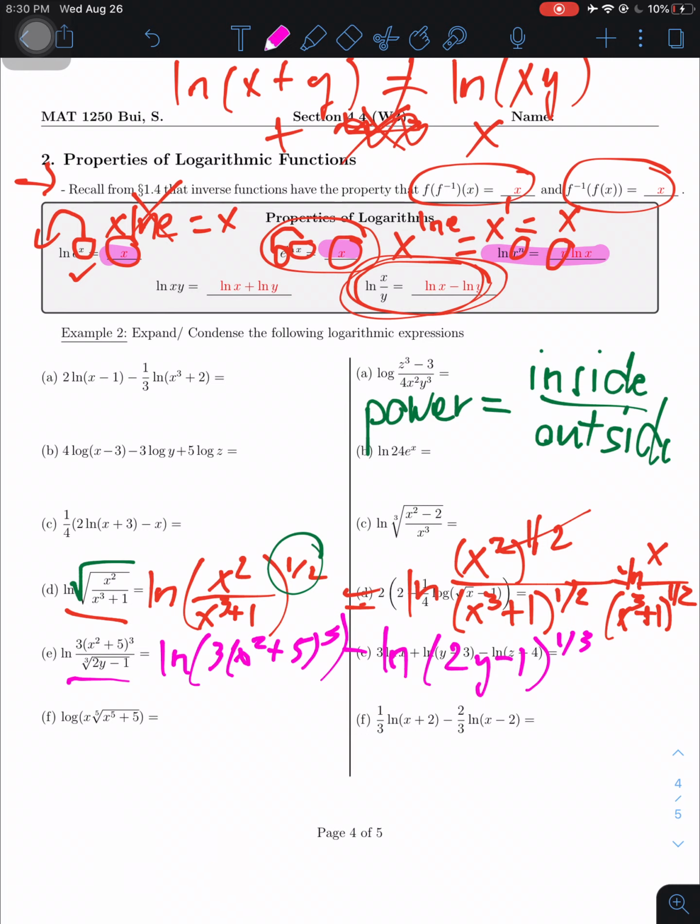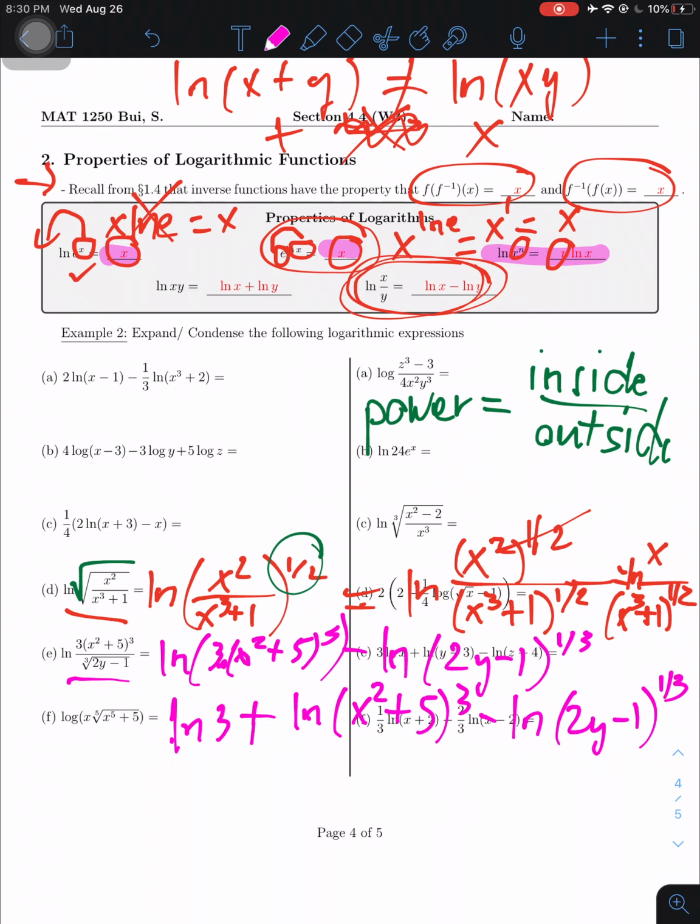Alright, so now in here we have 3 times that group of x squared plus 5 cubed, right? So here we're going to split it into ln of 3 plus ln of x squared plus 5 cubed, and then in here we're going to write the last term, which is ln of 2y minus 1, to the 1/3. And lastly, we're going to bring the powers in front, and then that's it.